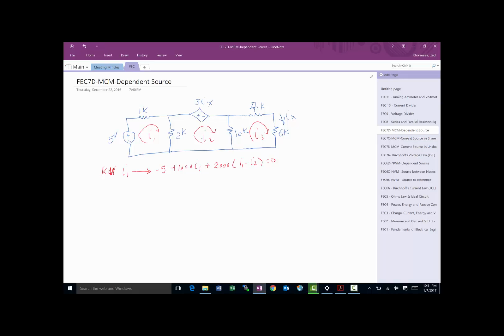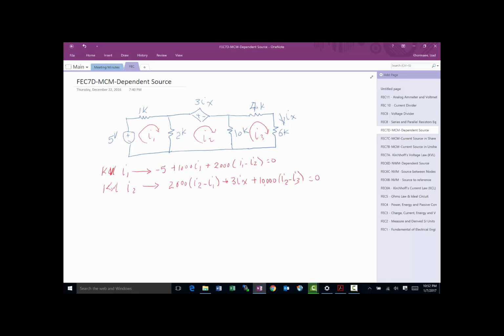And then for the second one, it's going to be KVL for I2. Again, just like we've done before, let's say if you start here, it's going to be 2000 times (I2 minus I1), since we're in I2, plus, because we're coming on the plus side of that, plus 3Ix plus 10,000 times (I2 minus I3).